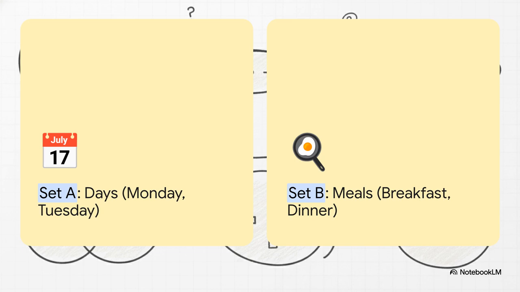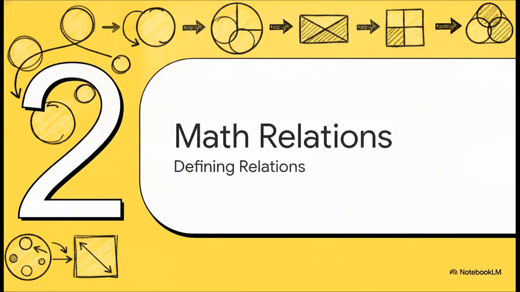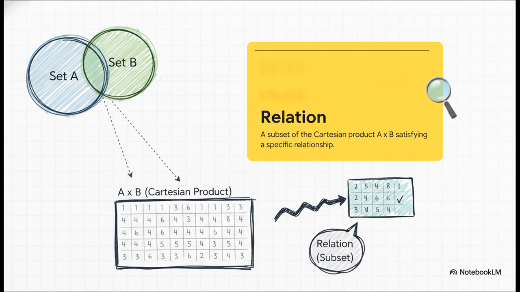Pretty simple, right? But what if we don't want all of them? What if we only care about very specific pairs? That brings us to Section 2, defining mathematical relations. So a mathematical relation is exactly what it sounds like. It's how elements of one set are related to elements of another set.